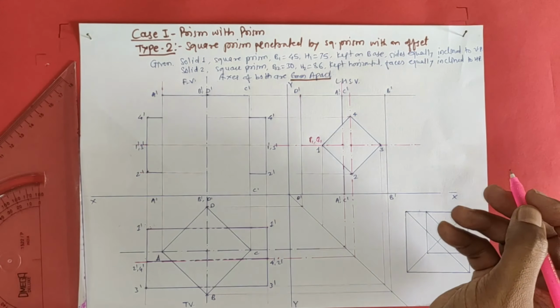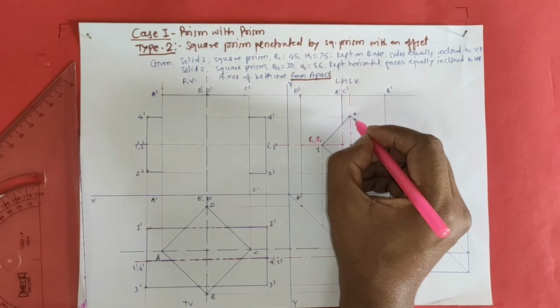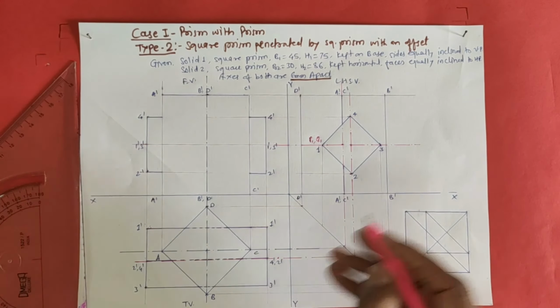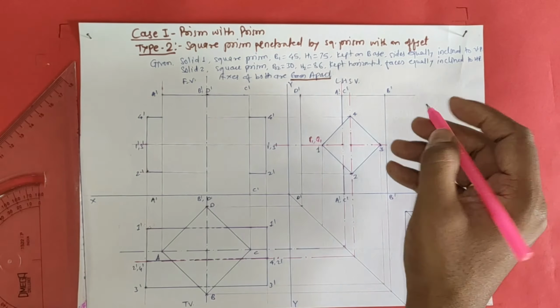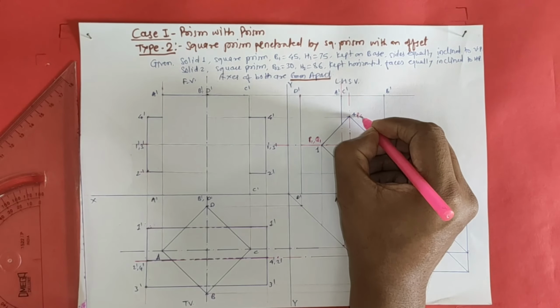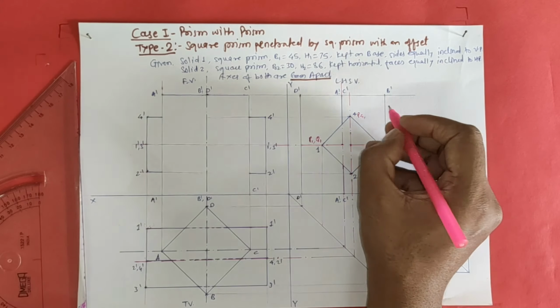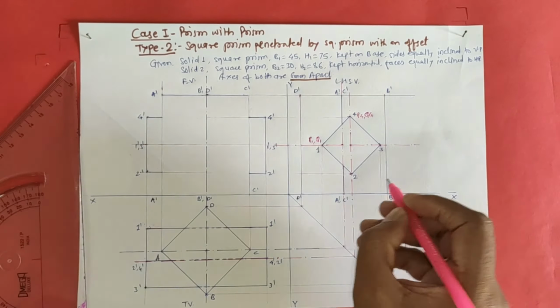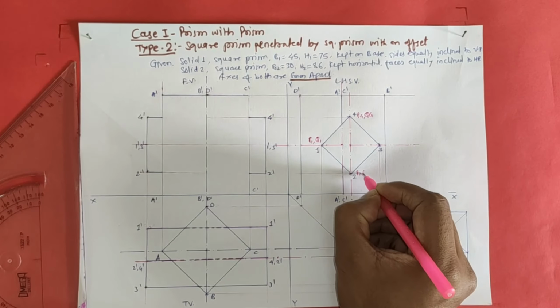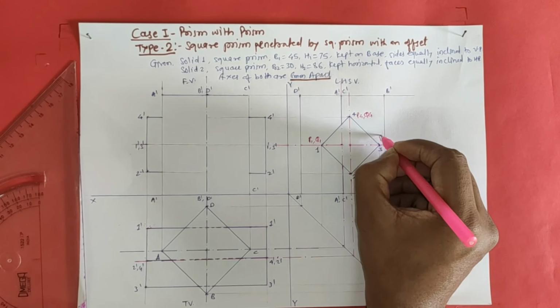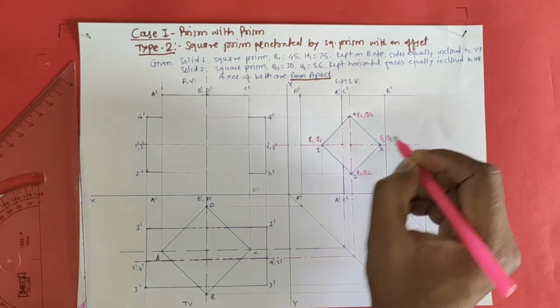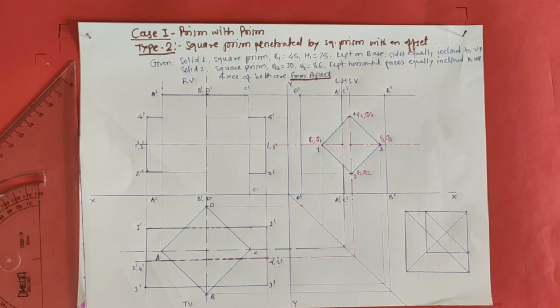Okay, similarly at 4 I will get 2 points, which are they? P4 comma Q4. Similarly at 2, P2 comma Q2. At 3, P3 comma Q3. Okay, so at the 4 edges I have got 8 points.